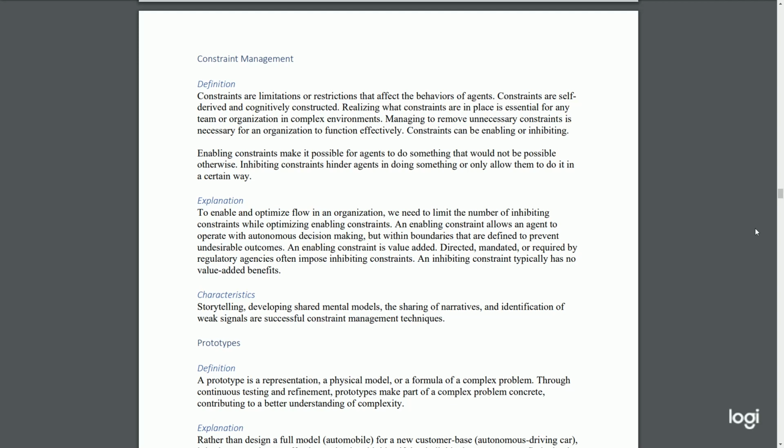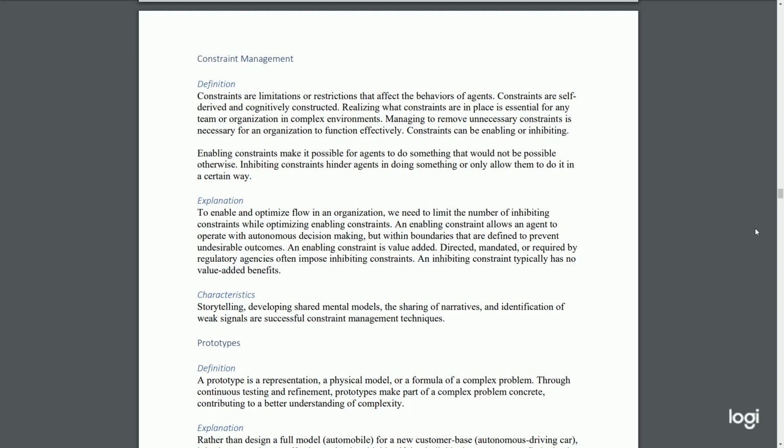Explanation. To enable and optimize flow in an organization, we need to limit the number of inhibiting constraints while optimizing enabling constraints. An enabling constraint allows an agent to operate with autonomous decision-making, but within boundaries that are defined to prevent undesirable outcomes. An enabling constraint is value added.